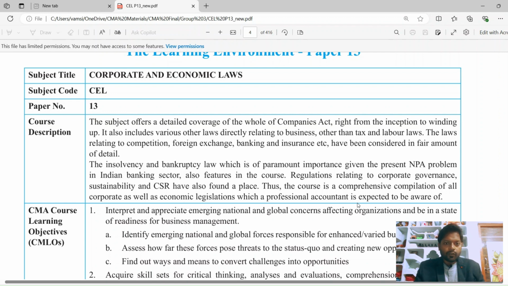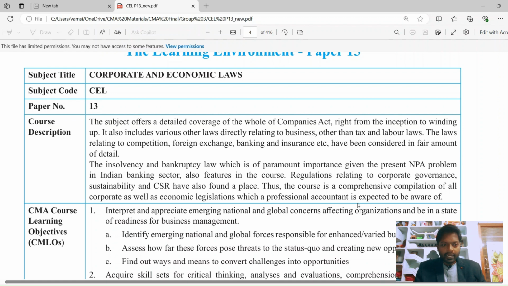It also includes various other laws directly relating to business, other than tax and labor laws. The laws relating to competition, foreign exchange, banking and insurance, etc., have been considered in fair amount of detail. So, except tax laws and labor laws, this book also gives information about competition, foreign exchange, banking and insurance, etc. The insolvency and bankruptcy law, which is of paramount importance given the present NPA problem in the Indian banking sector, also features in the course.